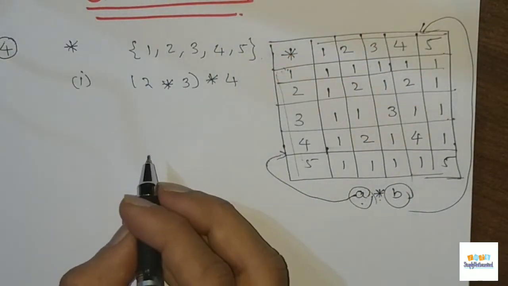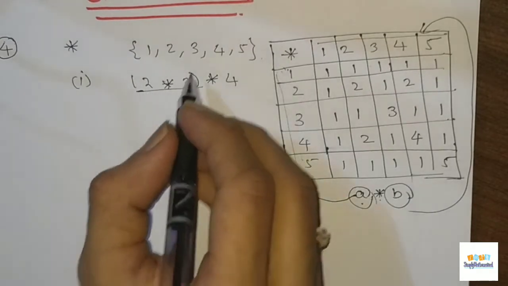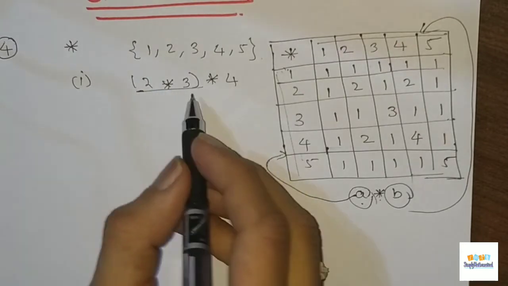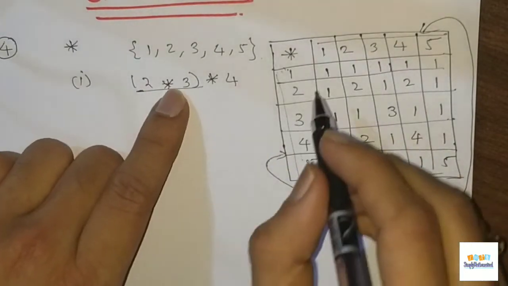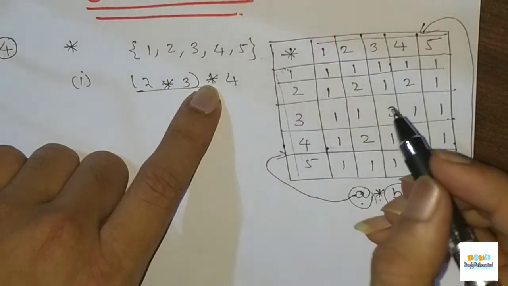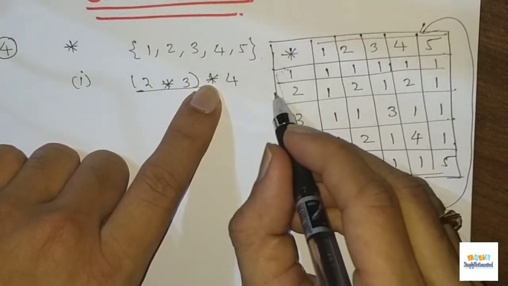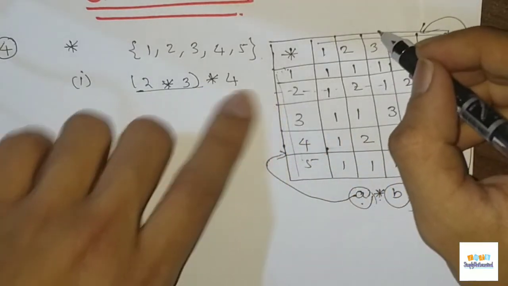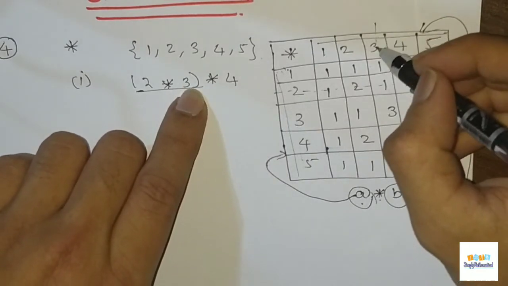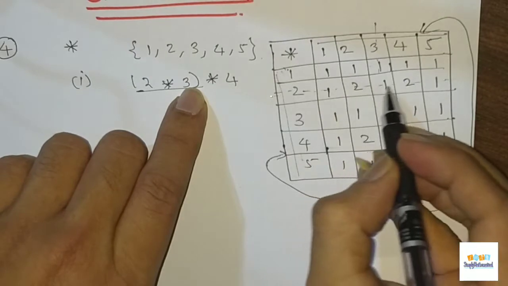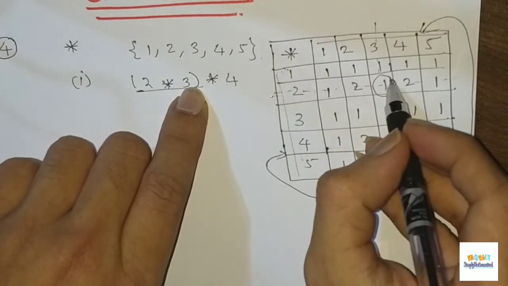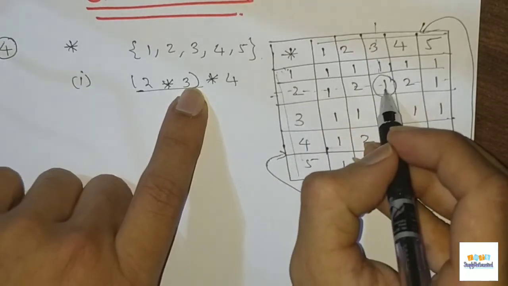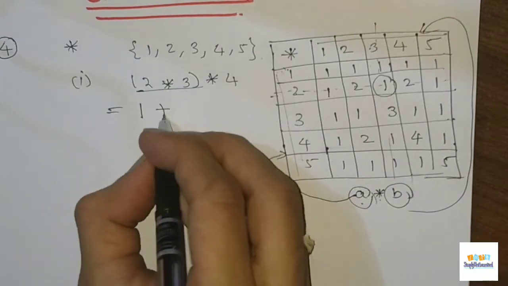Now if you look at this, this is (2 star 3) star 4. You know that when there is a bracket you have to operate that first. So what do you mean by 2 star 3? You look at the element 2 and that row, and then you look at the second element, 3, on the right hand side, and you look at that column. The intersection of the row and the column will give you the value of the operation. So 2 star 3 will be 1. Like that, this is 1 star 4.